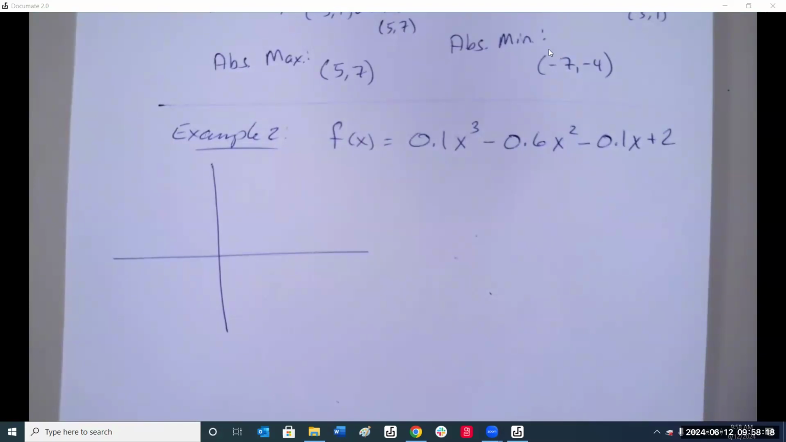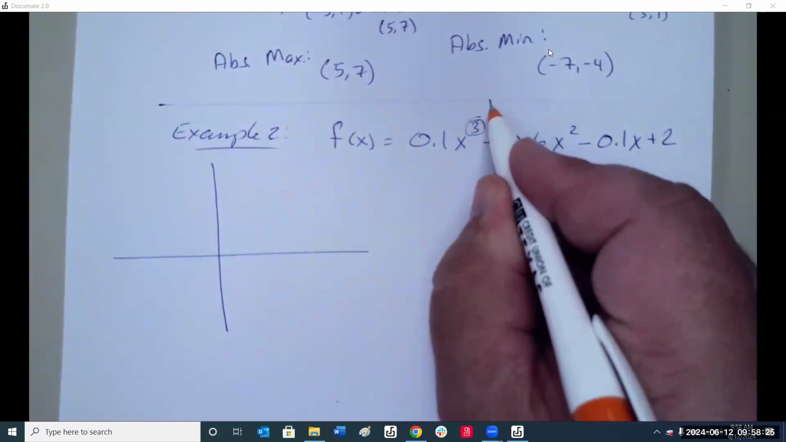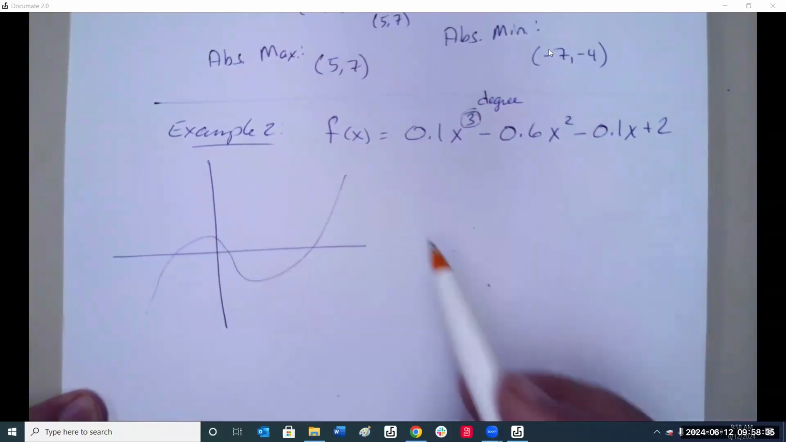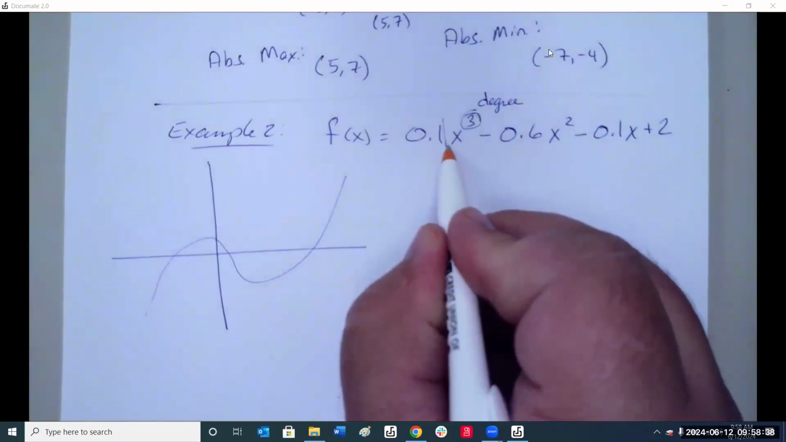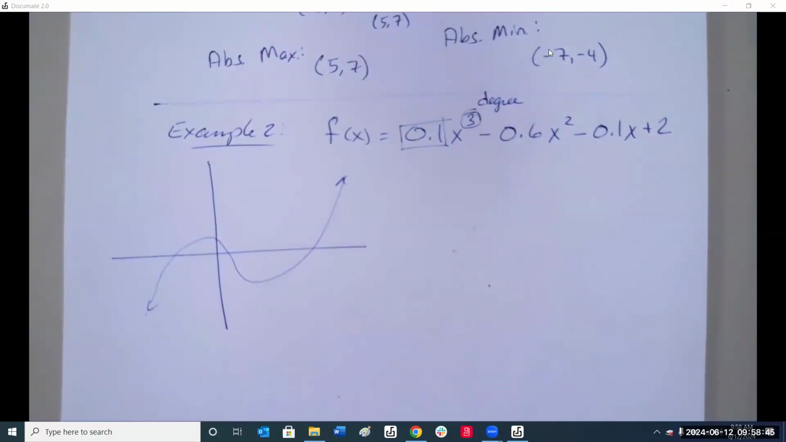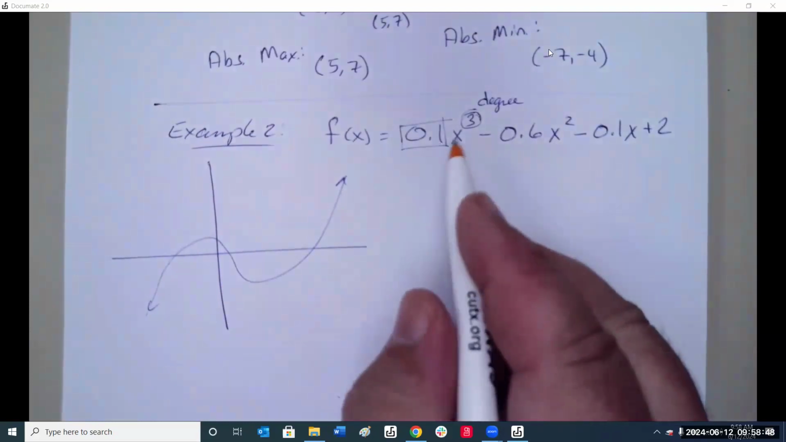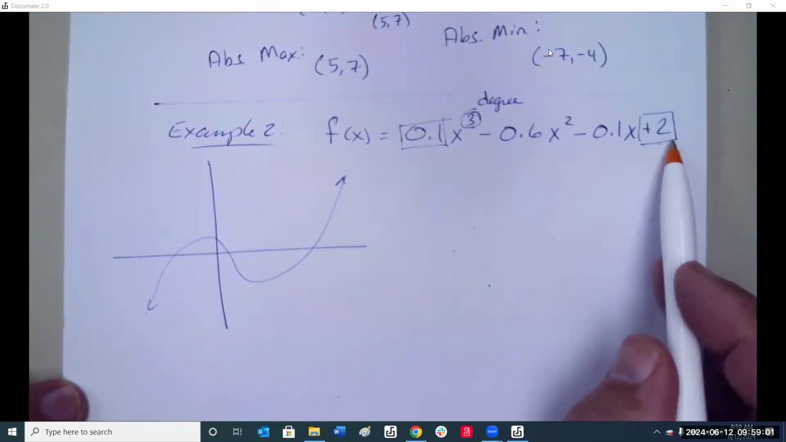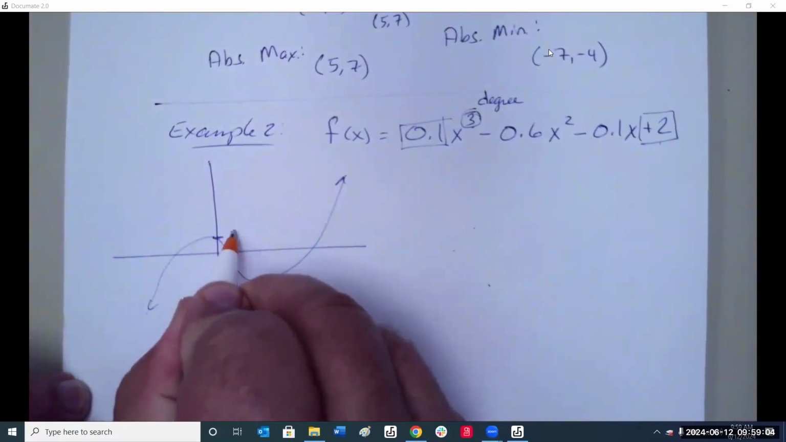Since it has an exponent, the highest exponent is called a degree. That tells us how many x-intercepts we can have. So since it's 3, the graph can look something like that. And since this is positive, we know it's an increasing function. That would also tell us if it's linear or not linear. Well, since it's 3, it can't be linear because linear only has x, no exponent. And it also tells us the y-intercept. We know the y-intercept is at 2.